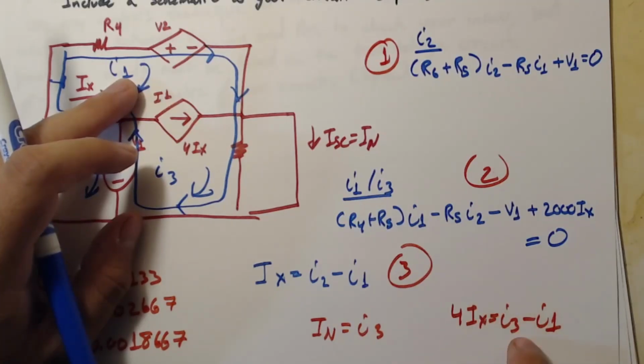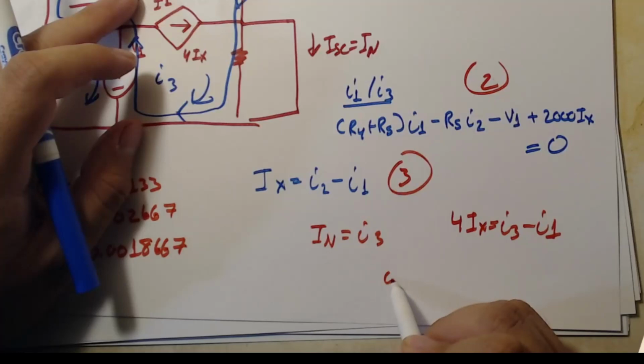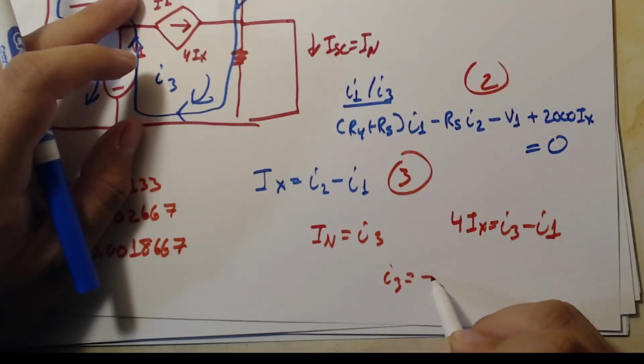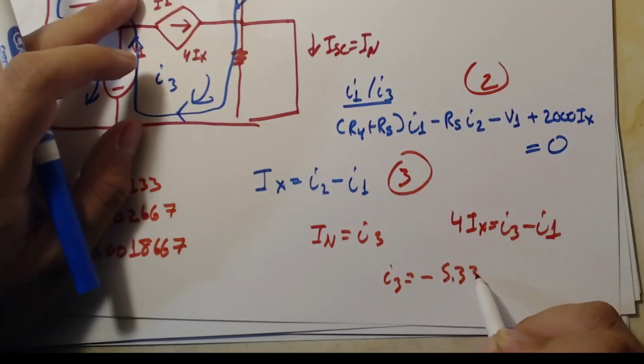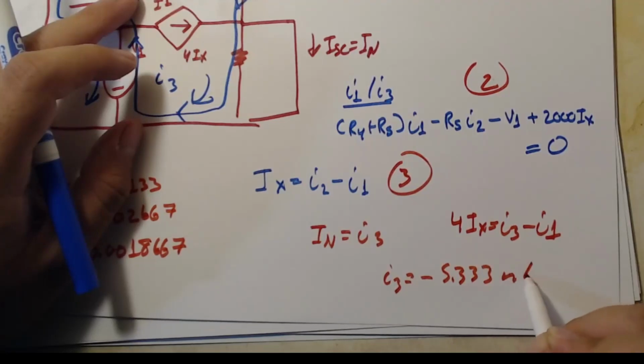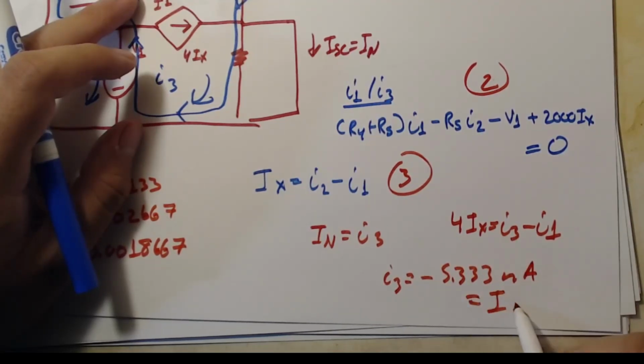From this relationship, we can find I3 from I1 and Ix, and I3 is equal to minus 5.333 milliamps. And this is equal to I Norton. And there you go. That's it.